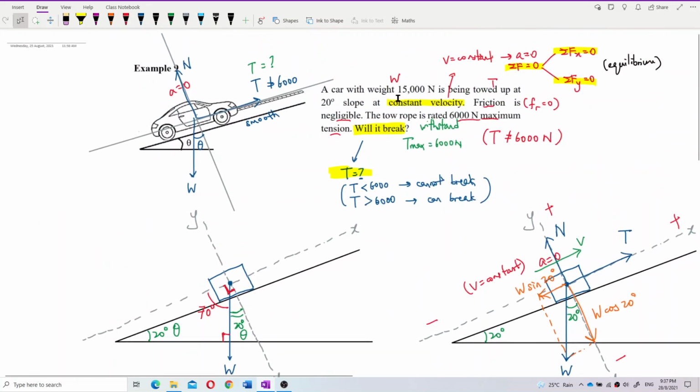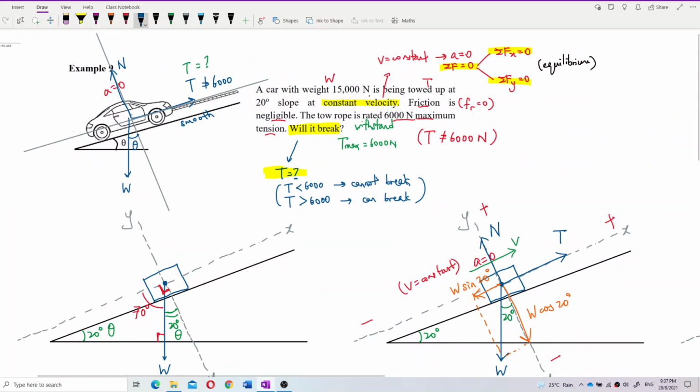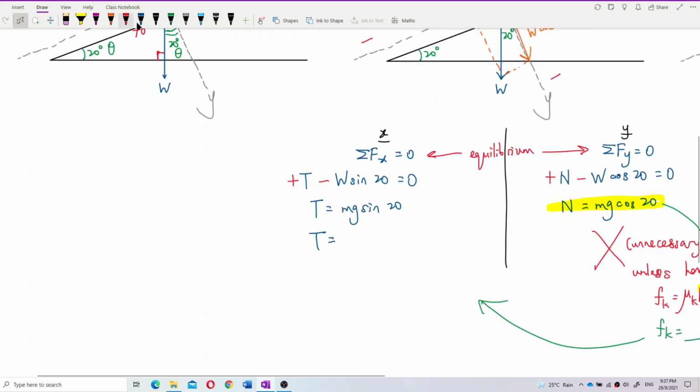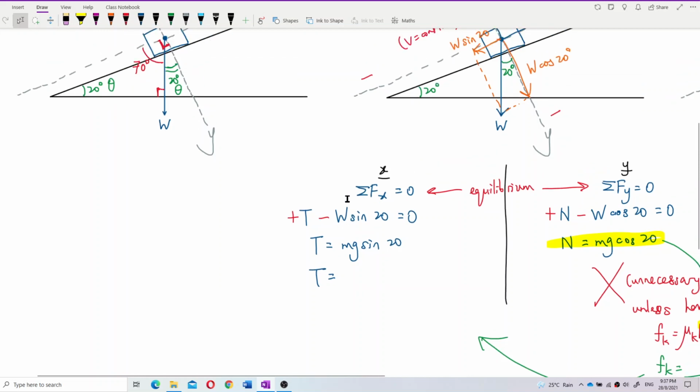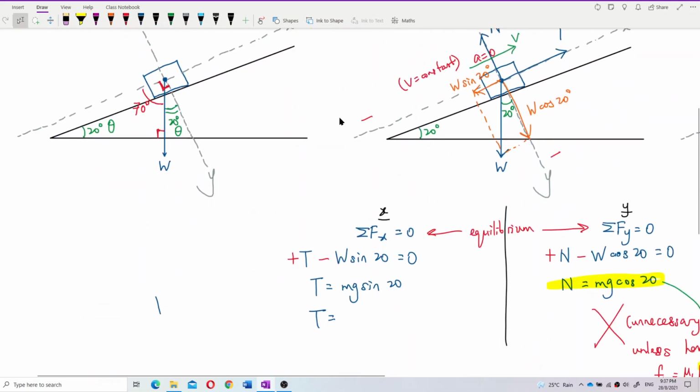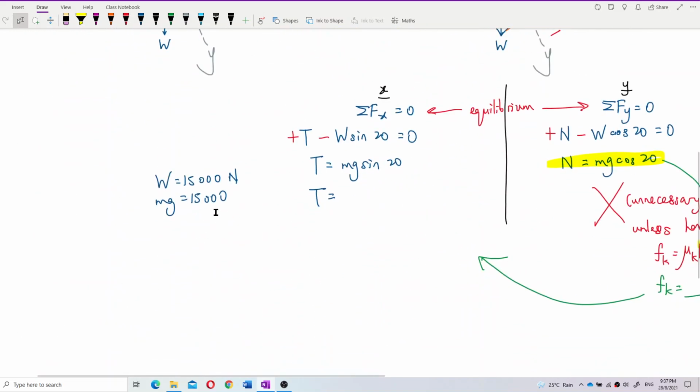What's the mass? Oh, this gives the weight. Look carefully, this is weight, not kilogram. This is not about mass, this is about the weight directly. So this is already mg. The weight is equal to 1,500 Newton. This whole thing is already mg. So just substitute. No need to multiply g anymore, the whole thing is already the weight.